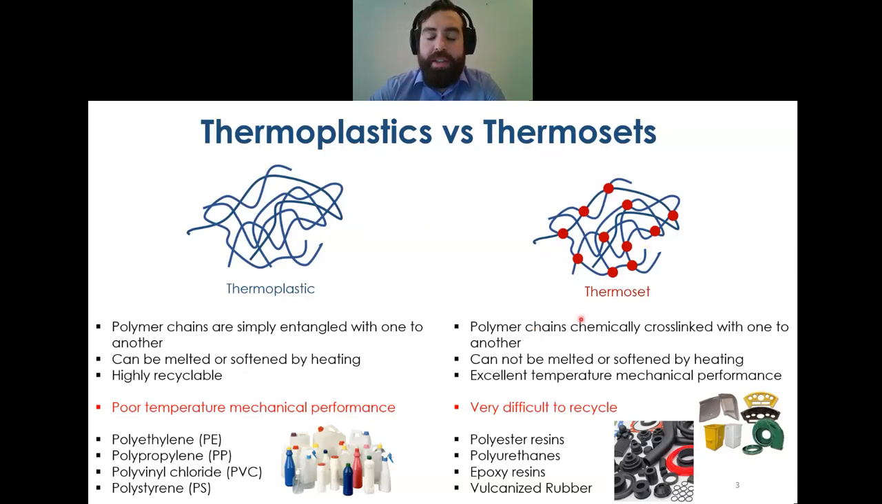And thermosets, just to give you a perspective, represent 30% of the total plastic production. In fact, if you think about epoxy resins or even vulcanized rubber, all of these we can treat as thermoset materials, and they're all around us and very, very difficult to reuse and recycle.